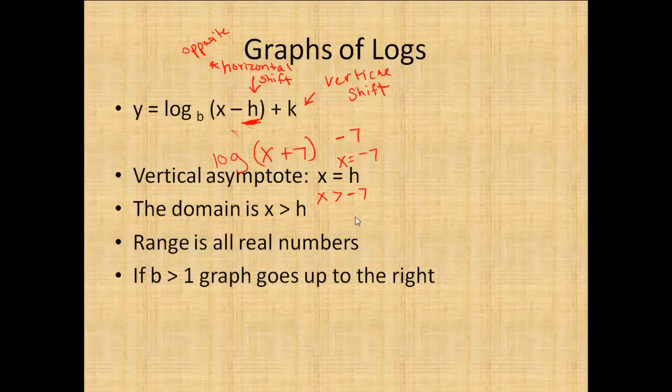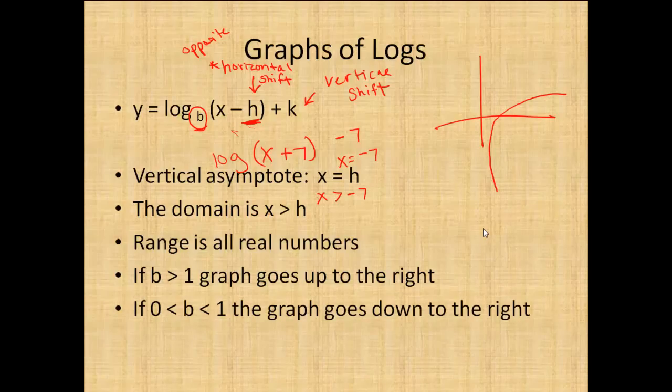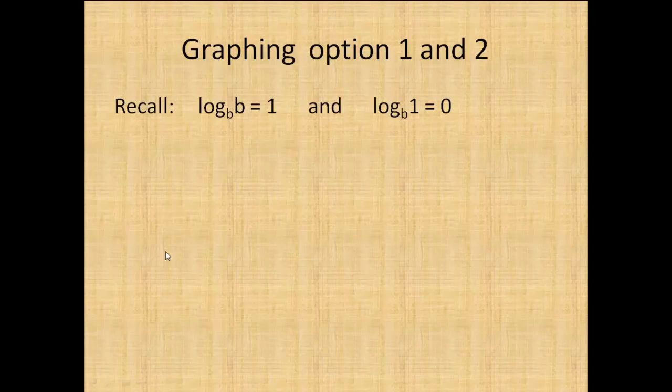Okay, if the value of b, so if our base is greater than 1, the log will go up to the right. So that's kind of the one that we've been looking at already. If b is between 0 and 1, the log goes down as it goes to the right. So it's going to go like this. So those are going to be the basic qualities of the logs that we're going to be looking at in their graphs. Now when we are graphing them, we kind of have two options.